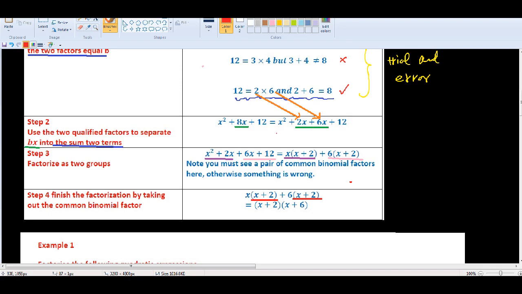After you separate the middle term, it becomes a polynomial with 4 terms. And then you can do factorization by grouping. You group the first two terms as one pair, and the last two terms as the other pair, and then you just take out the common factor. After you take out the common factor, you will see two common binomial factors, and you do further factorization. So it's a lot of steps.